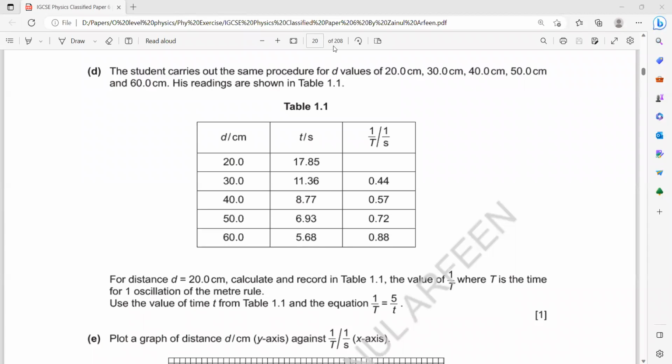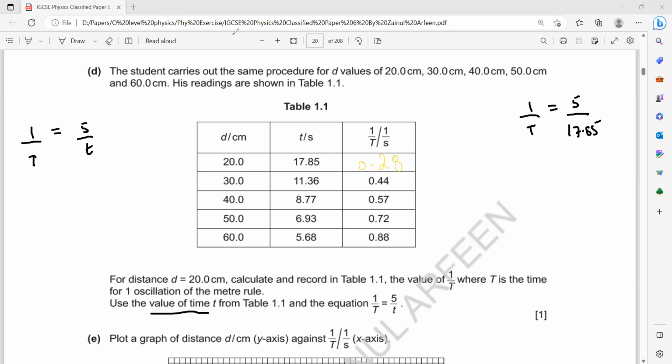How to get the time? They mention to use the value of T and the equation that 1 over T is equal to 5 by T, and determine this. So how much is this value? 1 over T is equal to 5 by T, so this will be 5. And how much is T? 17.85. So 5 divided by 17.85. What's the answer? 0.28. Okay.